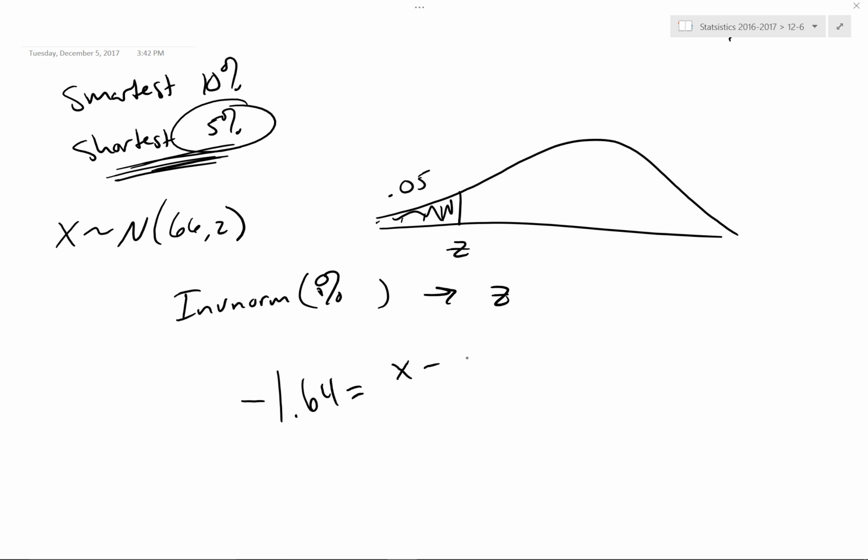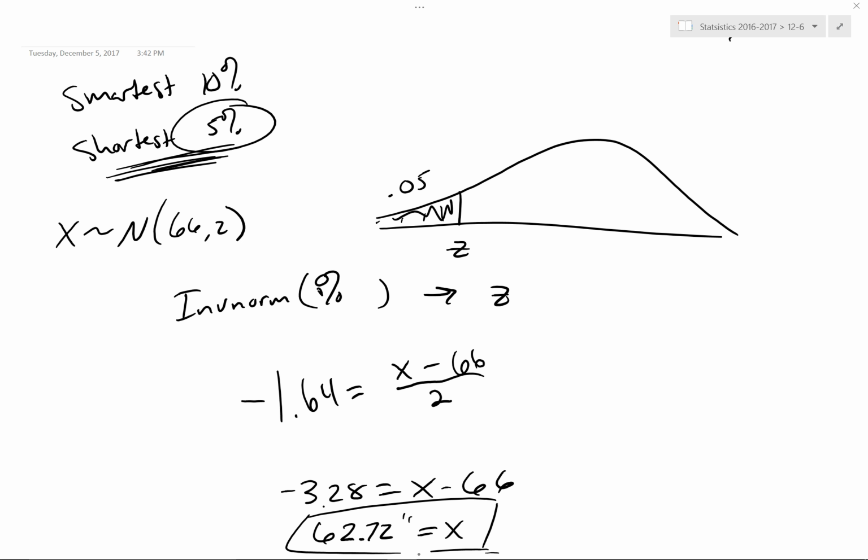So, Ethan, what you're going to do, friend, is you are going to solve for x. So how do I do this? Well, I times both sides by 2, so I get negative 3.28. X minus 66, plus 66 to both sides, and you will find that you get 62.72. Any girl that is less than 62.72 inches tall, you can date them.